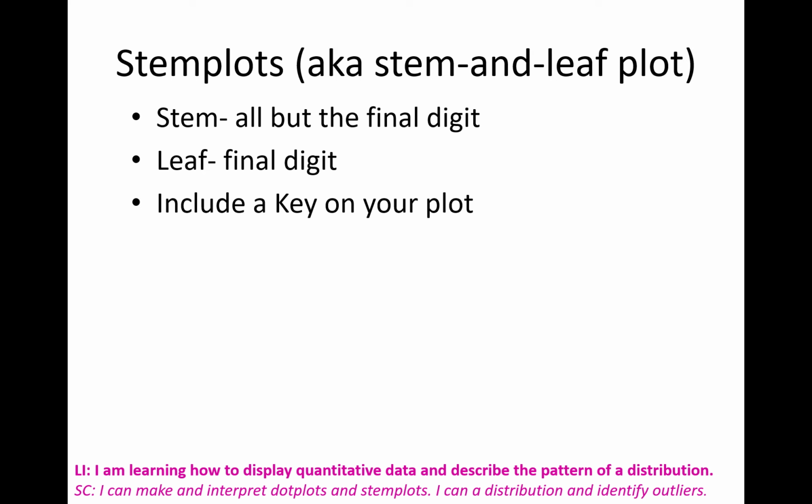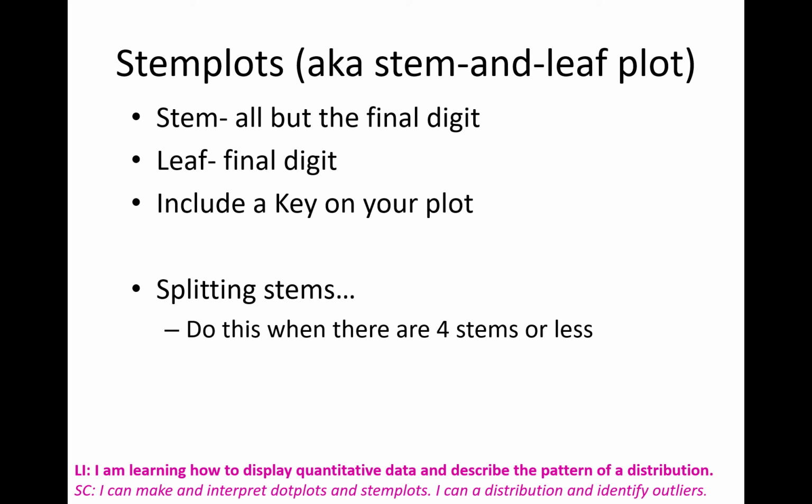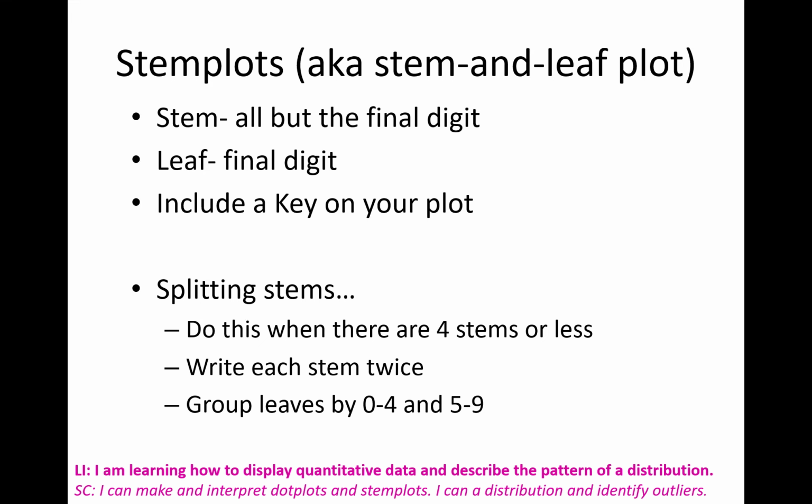You have to include a key on your plot. This is one, if you don't include a key, then you get marked off. It doesn't count. And then there's going to be something in a minute. We're going to talk about splitting stems. So for right now, just jot these notes down and we'll definitely practice it in a minute. We're going to do this when there are 4 stems or less, when we don't have a lot of variety in the first part of our numbers. We're going to write each stem twice, and we group the leaves into equal groups by 0 to 4 and 5 to 9.